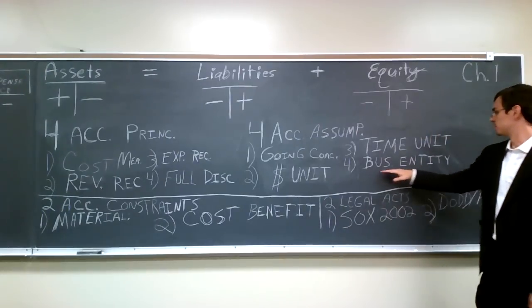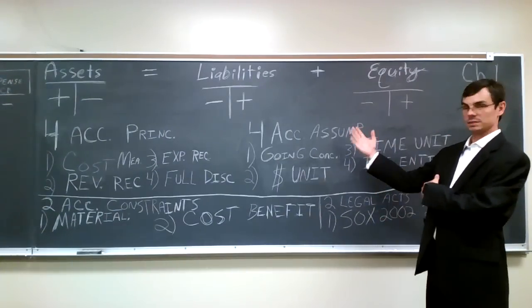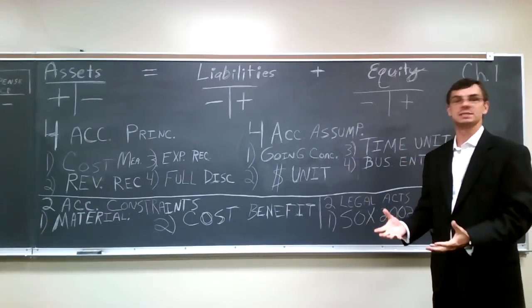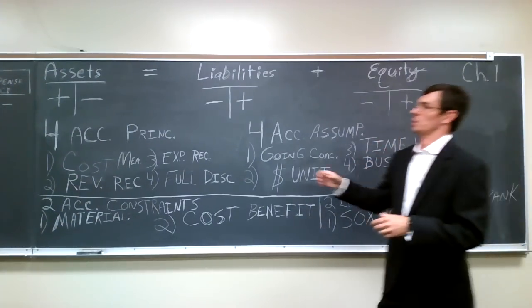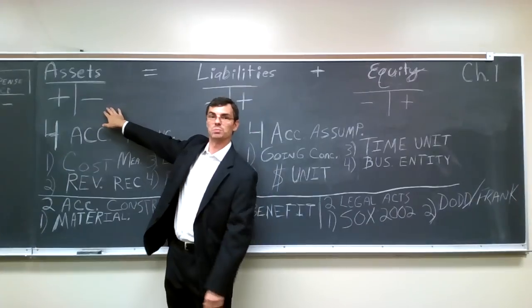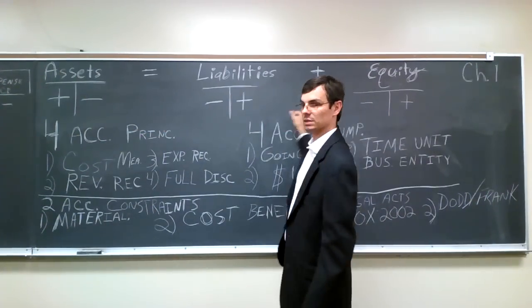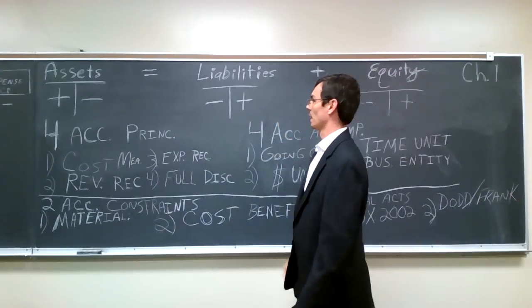And then finally, the business entity, which basically means that when we're accounting for a business, we treat that business as its own entity, and all the recording we do is only for it. So when we record an asset, that asset belongs to the business. Same thing for liabilities and equities. We don't mix owners with the business and all that kind of stuff.